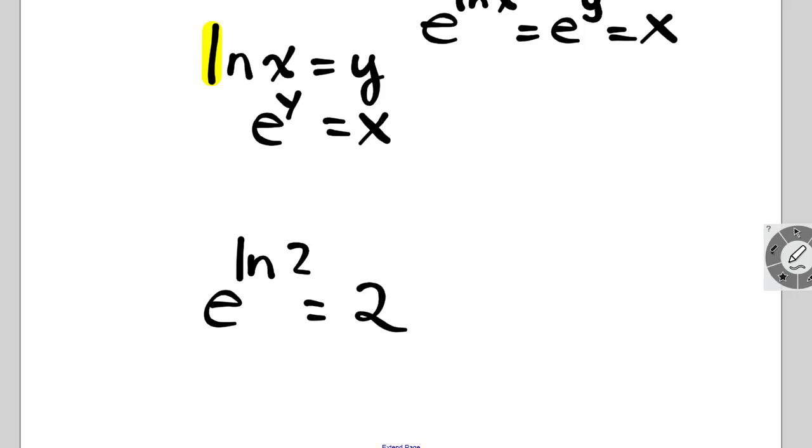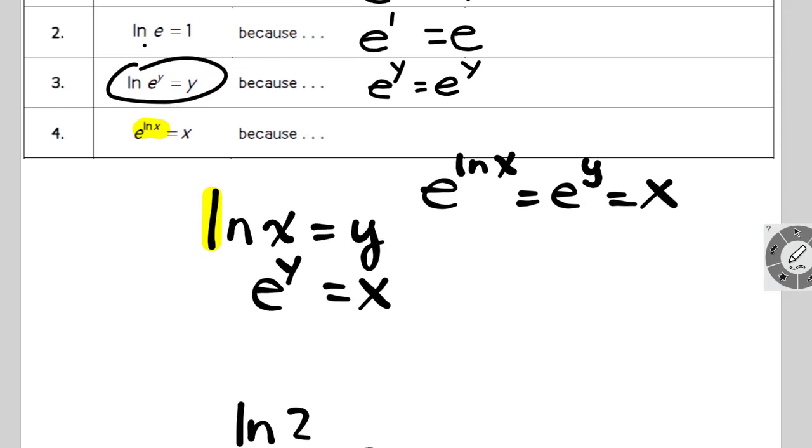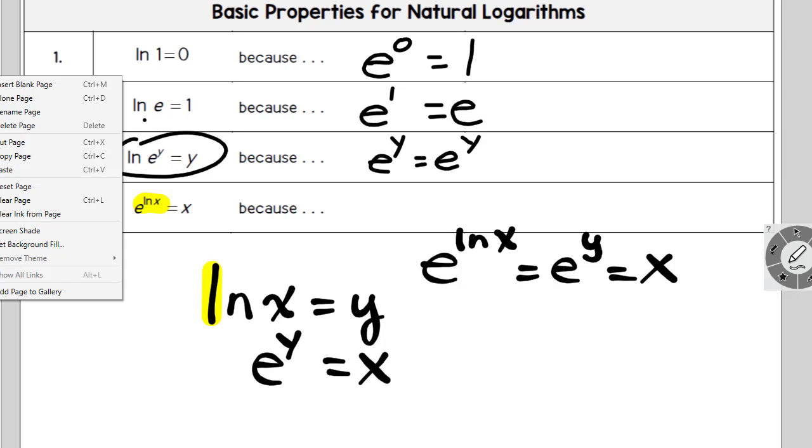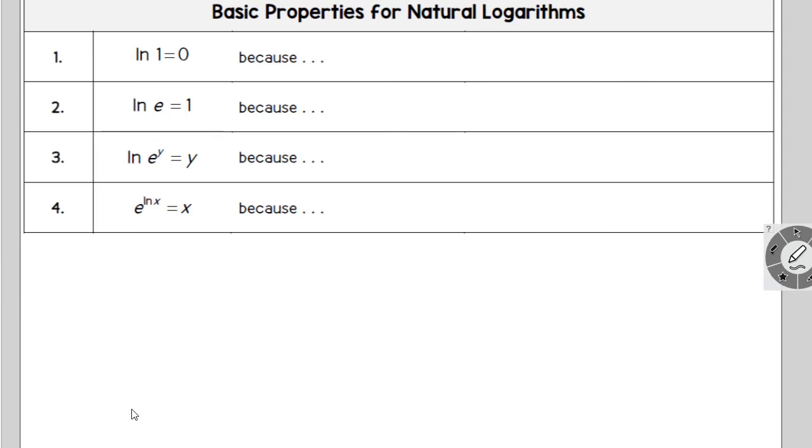Yes. I don't get the natural log of e raised to the y equals y. Where's that? Rule number 3. Okay. Natural log of e raised to the y. Okay. Well, again, with natural log, the base that we're talking about is e, right? Let me clear all this off. So if we're looking at rule number 3, right? That's what you said, right? Yes. So natural log of e to the y.